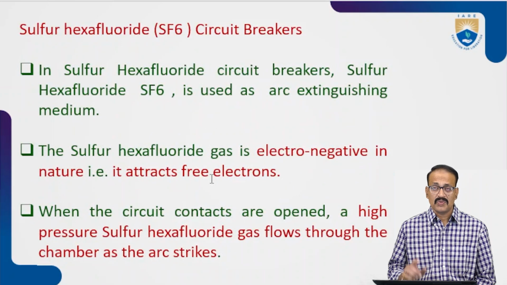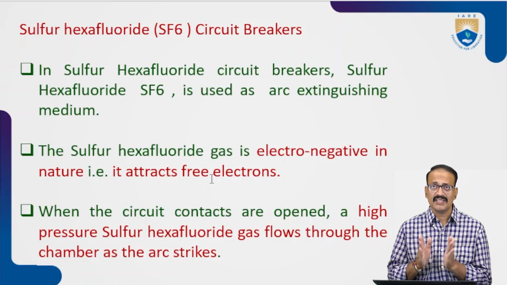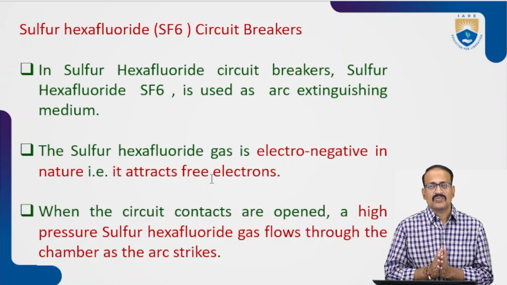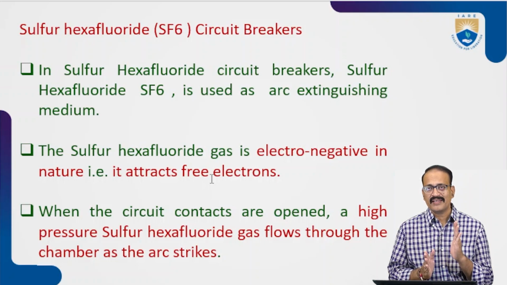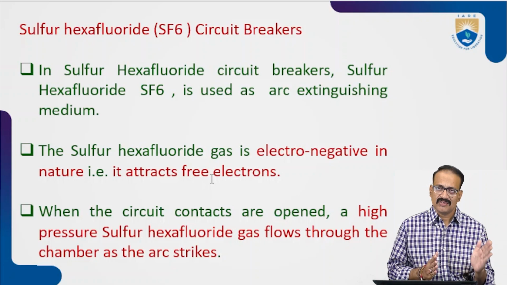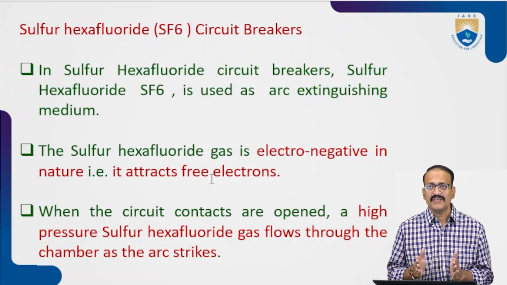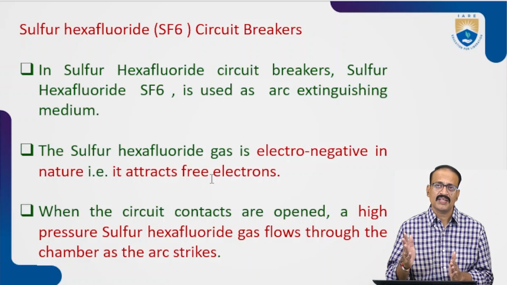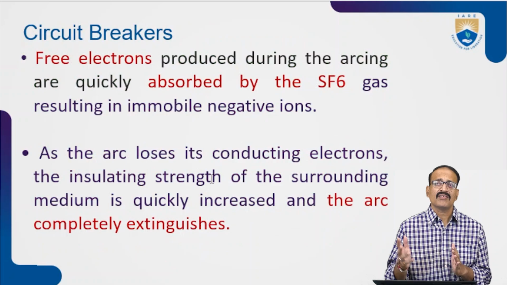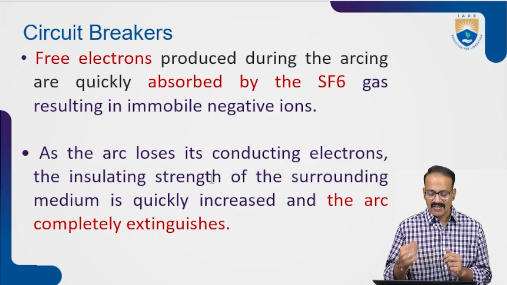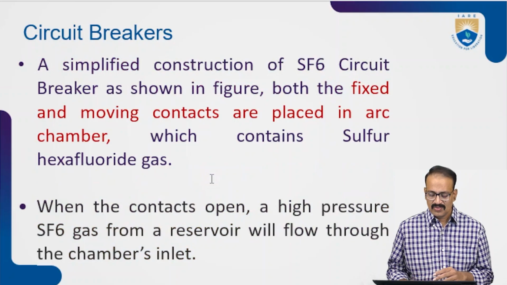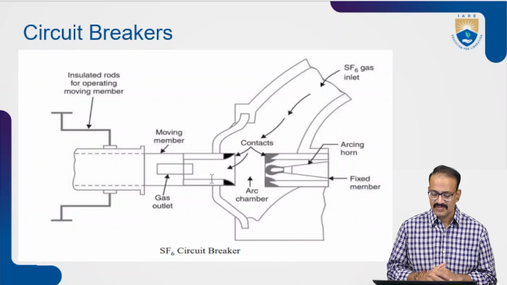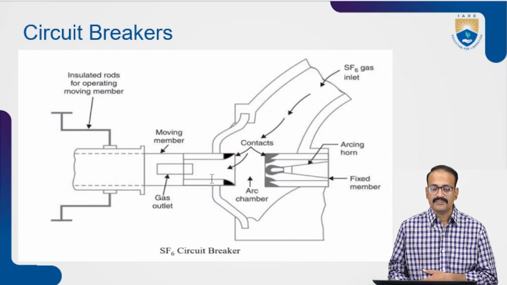Again, let us once more look at SF6, which is called sulfur hexafluoride gas. Unlike the air in the air blast, unlike the oil in the oil circuit breaker, here the medium is SF6. Why we are using SF6 is because it is electronegative. That means it absorbs the electrons. Since it is absorbing the electrons, extinguishing occurs very quickly. The construction is almost similar, and this diagram shows the operation of the SF6 circuit breaker.